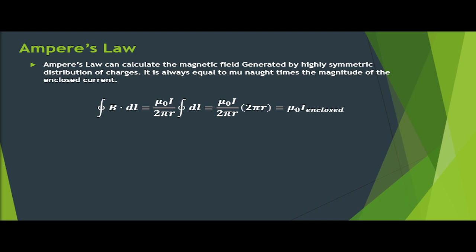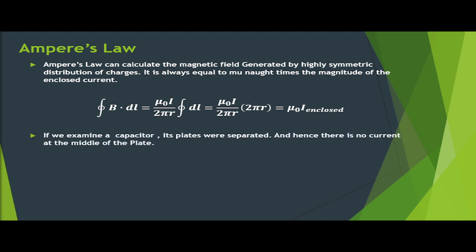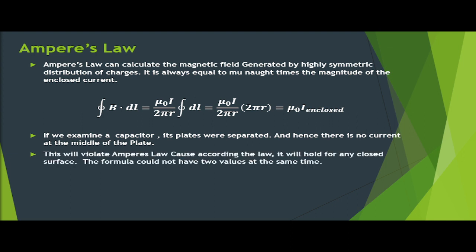We can now re-examine Ampere's law in the situation of the capacitor, and here is where Maxwell took advantage of mathematics and modified this concept. If we try to apply Ampere's law in a capacitor, we will notice that it will have a zero value at the space of the capacitor.